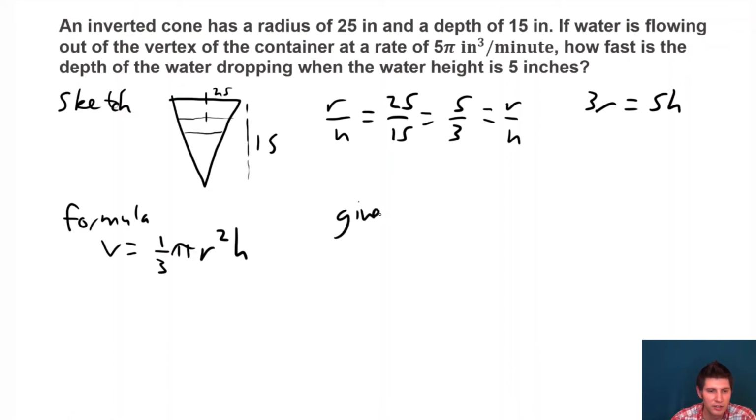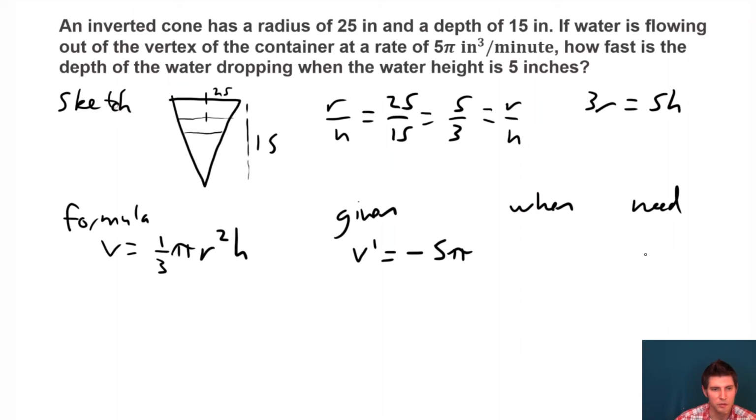The given is V prime, the volume, is negative 5 pi. And that's because it's flowing out of the container, so the volume of the container is shrinking. It's not a negative volume, but the rate at which it's growing is negative. It's getting smaller. So our when and our need.